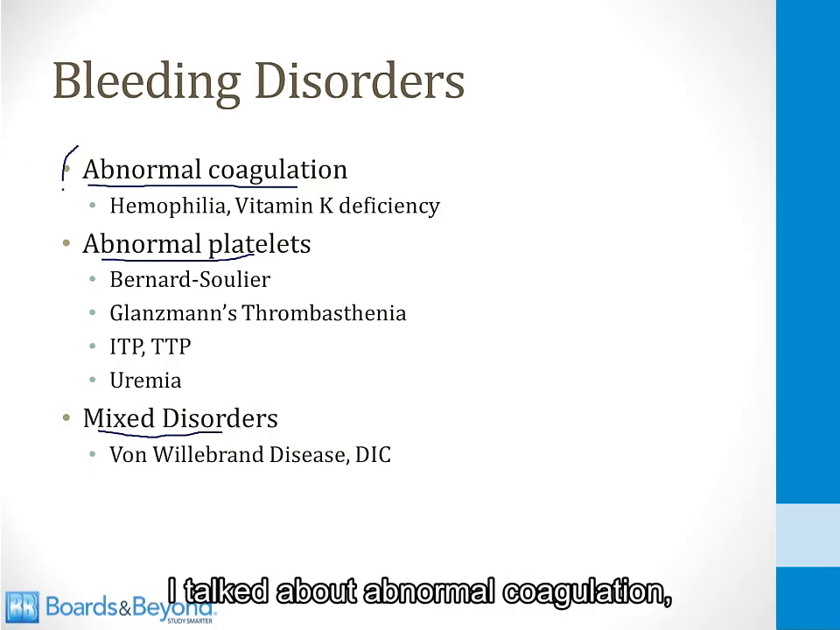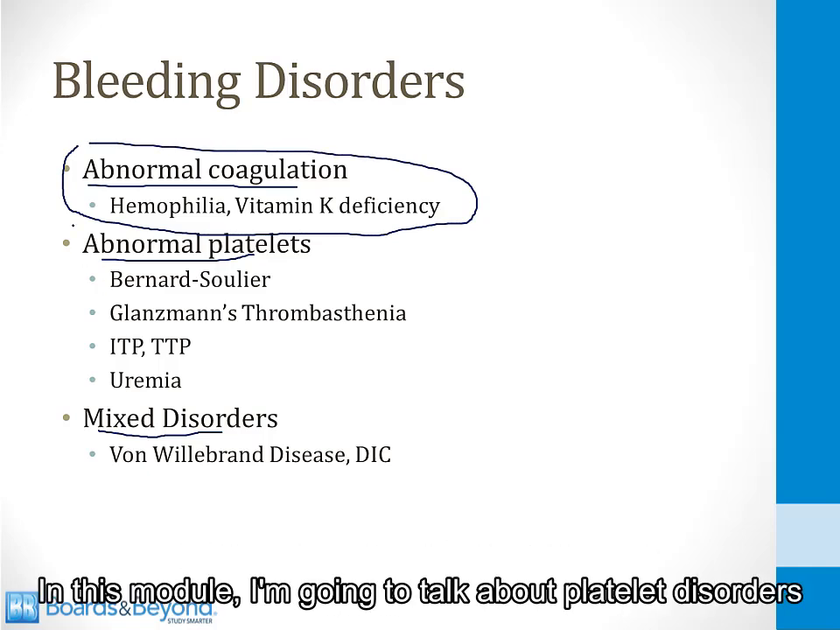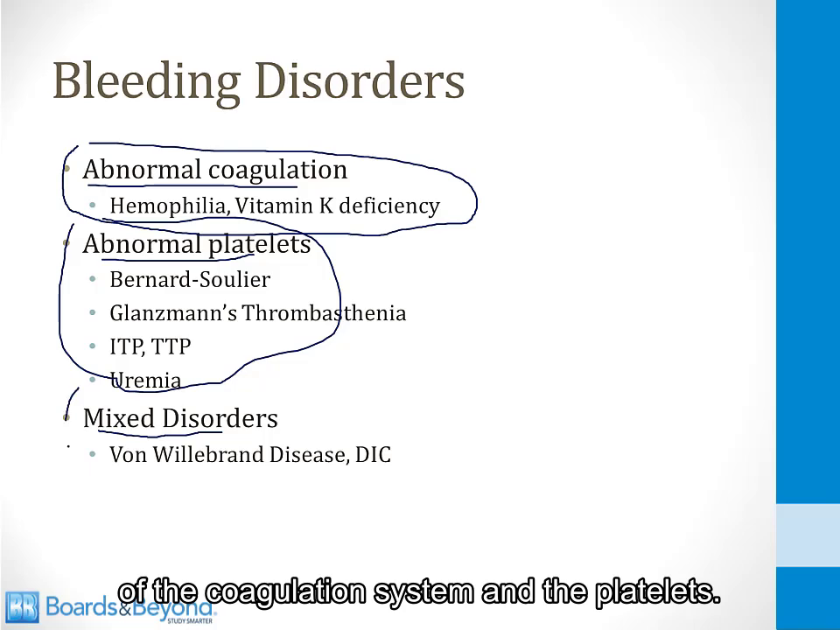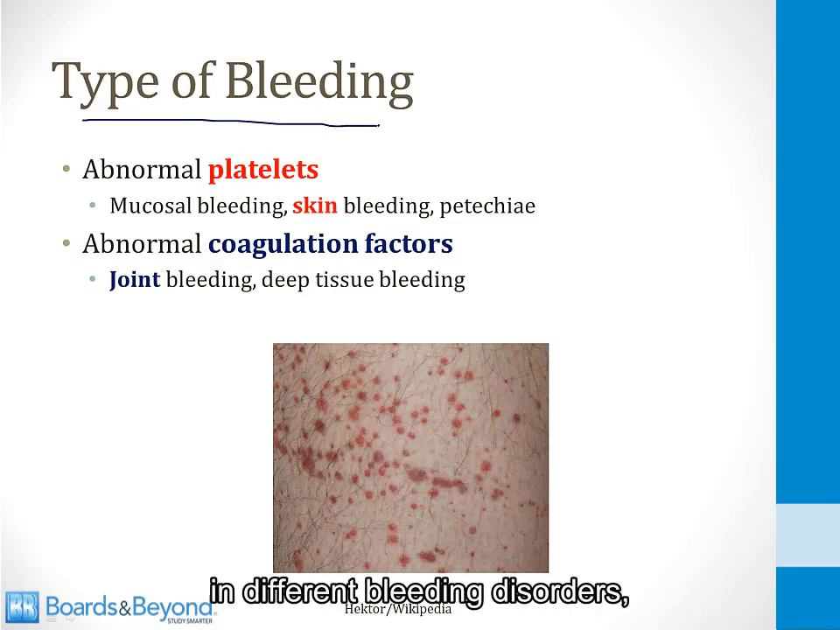In another module, I talked about abnormal coagulation, bleeding disorders like hemophilia and vitamin K deficiency. In this module, I'm going to talk about platelet disorders and also disorders that involve a mixture of the coagulation system and the platelets. Let me first give you a rule of thumb related to the types of bleeding that occur in different bleeding disorders.